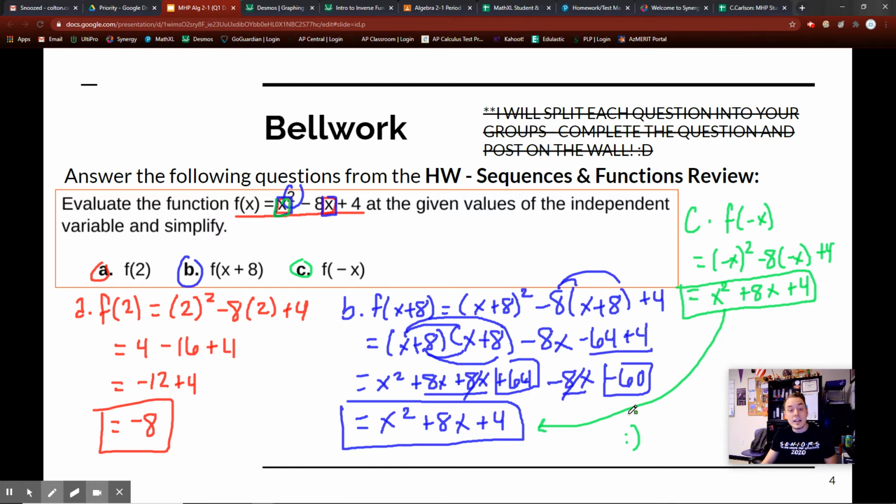All right. That is how you go through that. Again, rewind it if you need to. I'm going to continue on and start smashing out these Bellwork questions. Let's erase.